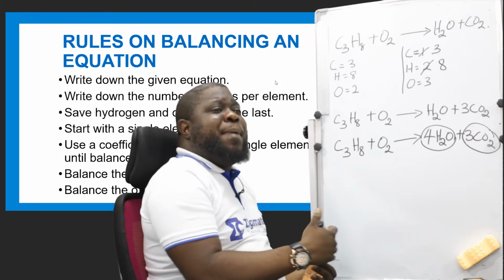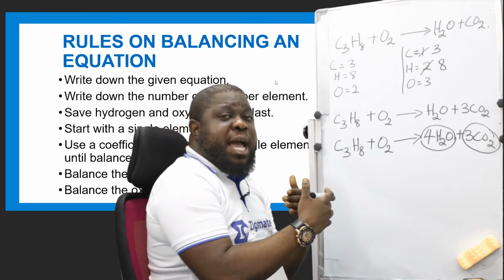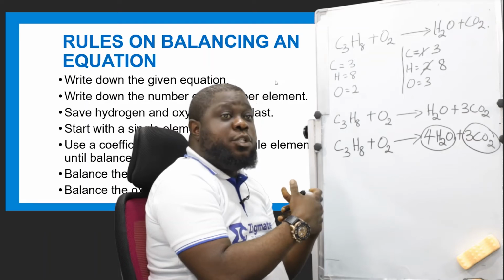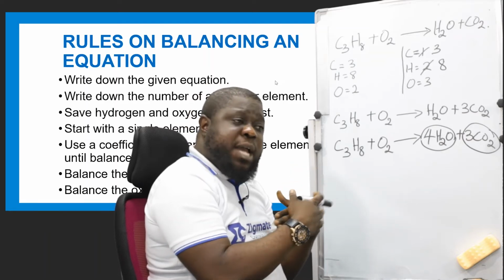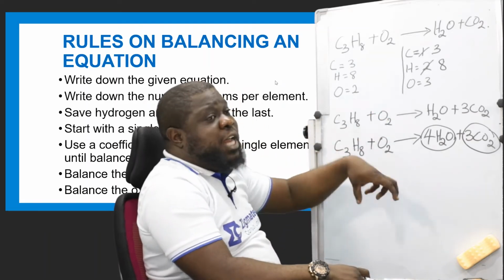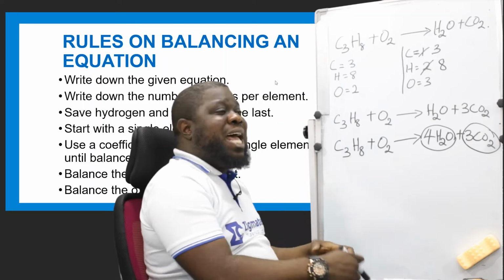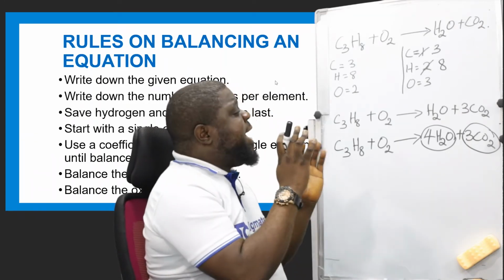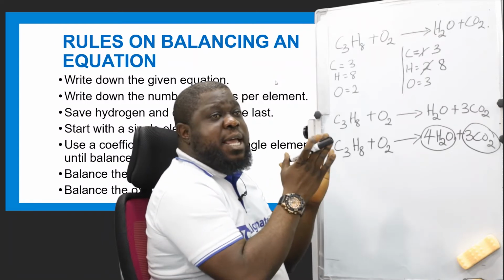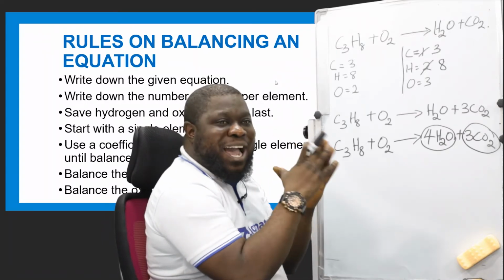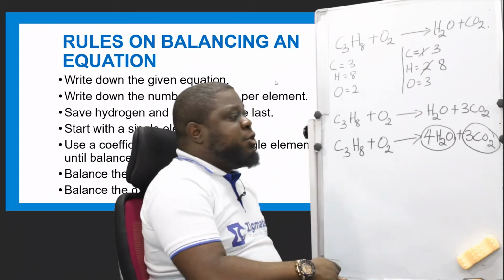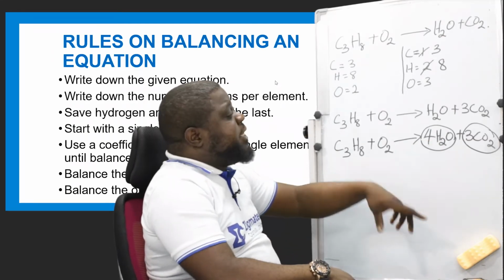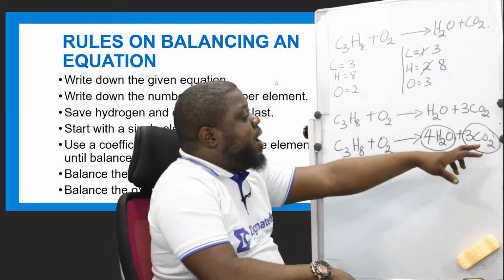Okay? But during the balancing, any element that is together, the integer used on one of the elements affects both of them. In balancing, any elements that are together, the integers used affect all of them. So in essence, the integer used for hydrogen will affect oxygen. The integer used for carbon will affect oxygen.